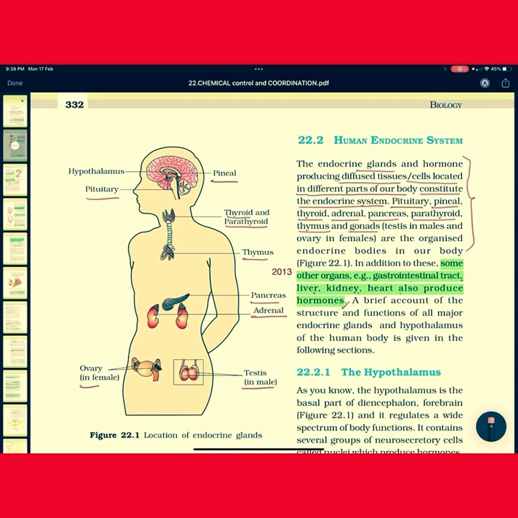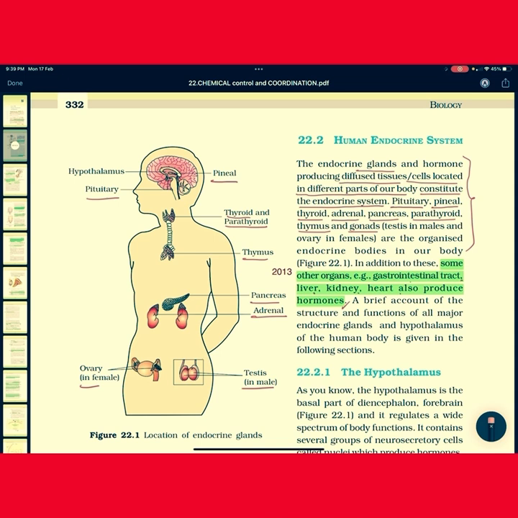Alright, now the liver. The liver's main functions are to produce bile, detoxify substances, and convert ammonia into urea. These are all the functions we consider for the liver, right? But along with that, it also produces growth factors. Some growth factors are produced by the liver. Hence this also comes under unorganized endocrine gland.